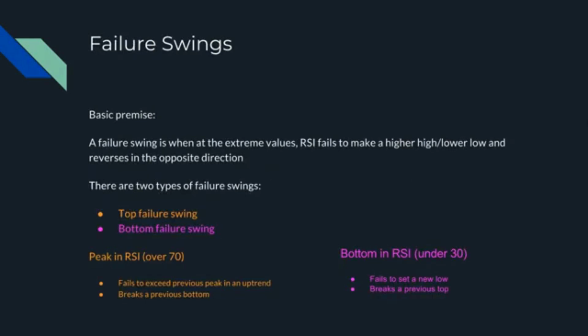So the last and final RSI tool I'll be covering are failure swings. I think this is one of the more complex ones, but I think it's fascinating once you get a good look at what one looks like. So the basic premise of a failure swing is that at extreme values, which we know is 70 and above or 30 and below, the RSI fails to make a higher high or lower low and reverses in the opposite direction. Now, reading this will just give you a headache, but the examples make a lot of sense. So there are two types, a top failure swing and a bottom failure swing. So let's look at them. These are our criteria, which we're going to refer to.